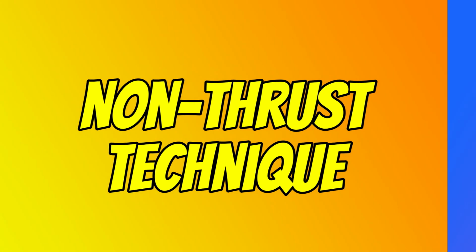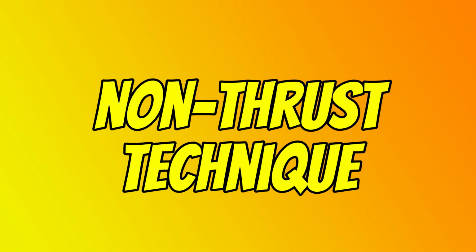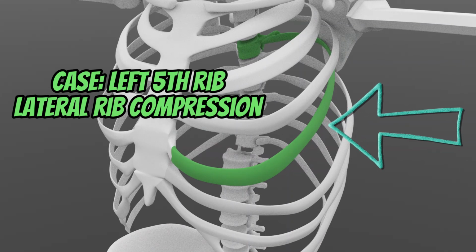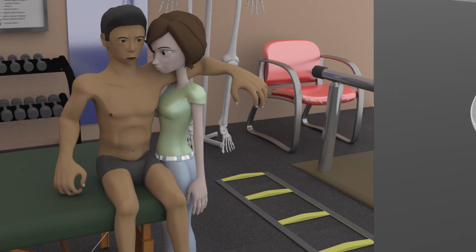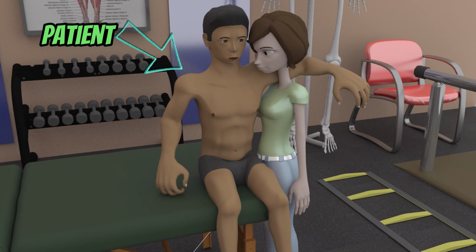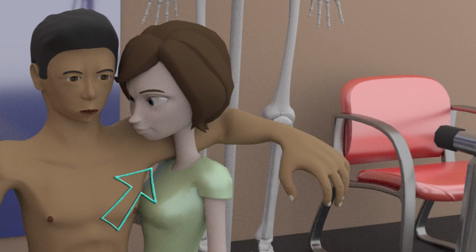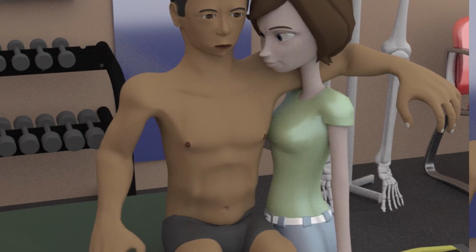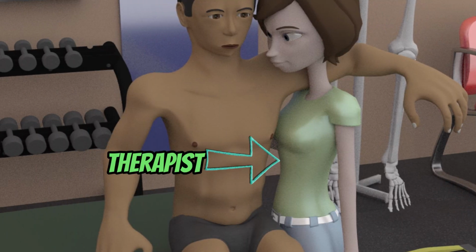For the treatment, a muscle energy technique and a non-thrust technique can be done to laterally protrude the compressed rib. Let's assume that the fifth left rib is the one laterally compressed. The patient will be in a short sitting position at the end of the table with the left arm draped over the therapist's right shoulder. The therapist is standing next to the rib to be treated, in this case, the fifth rib.